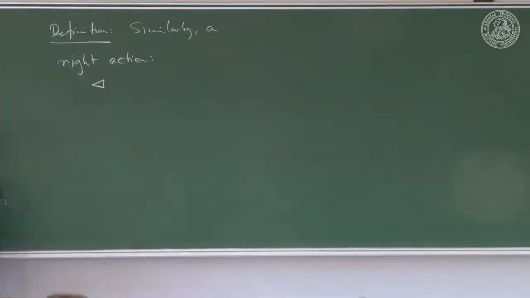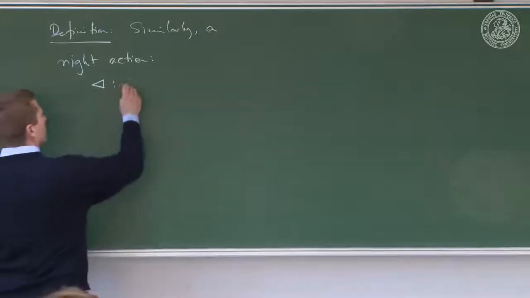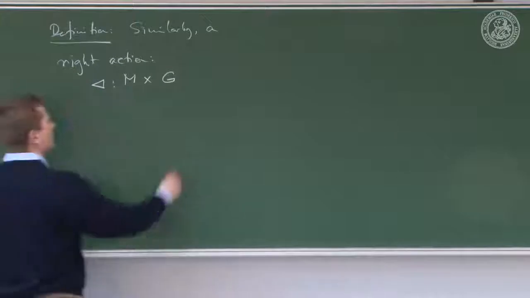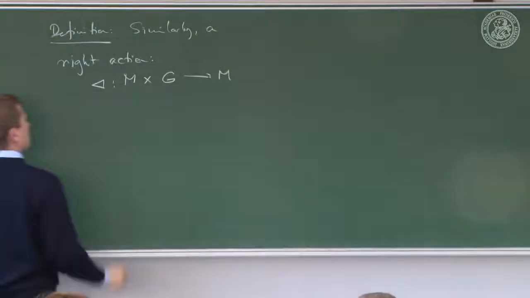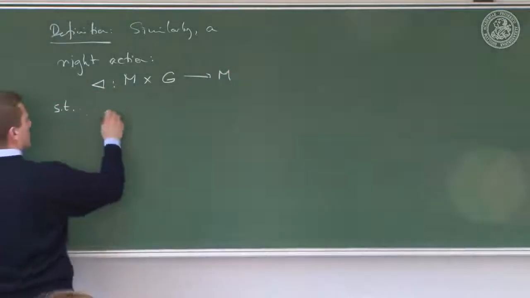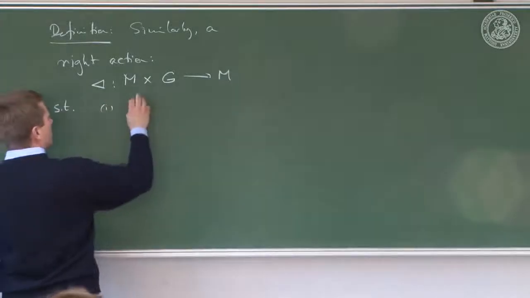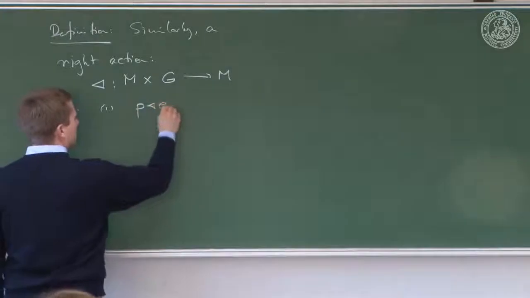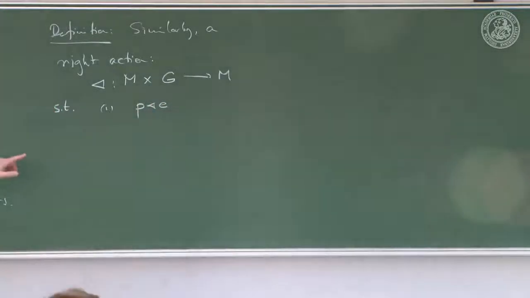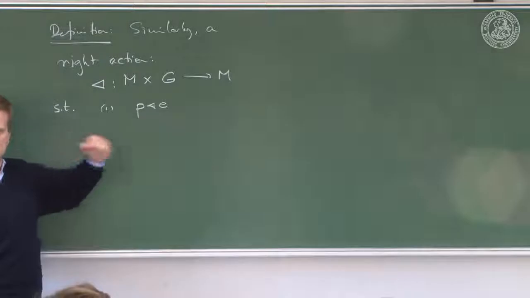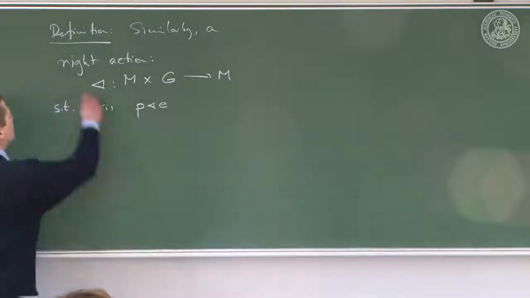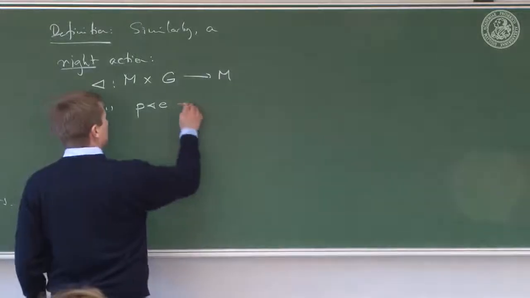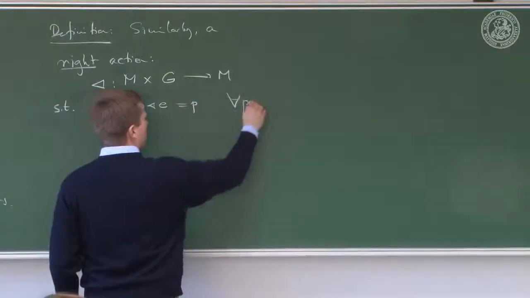It's the arrow like this. A right action takes M cross G, opposite order of course, into M, such that the first one remains that you act on any point with the identity. And you see we now really write the group element on the right. So we take the word right action serious. That has an advantage you'll see in a second. This is again P for all P in M.